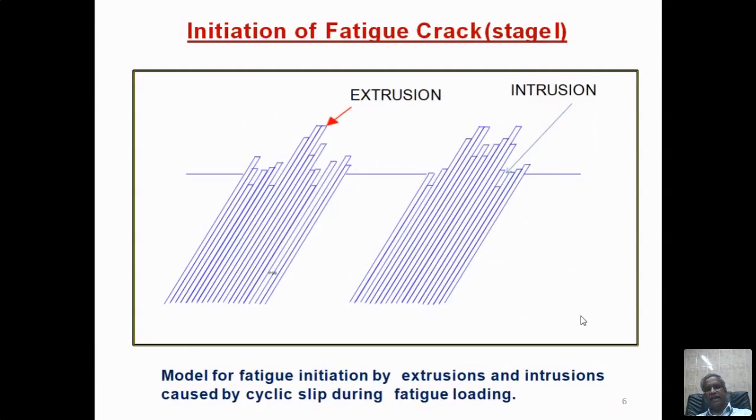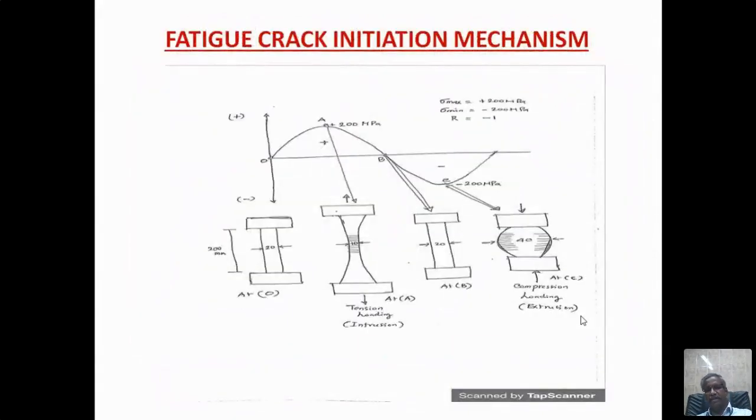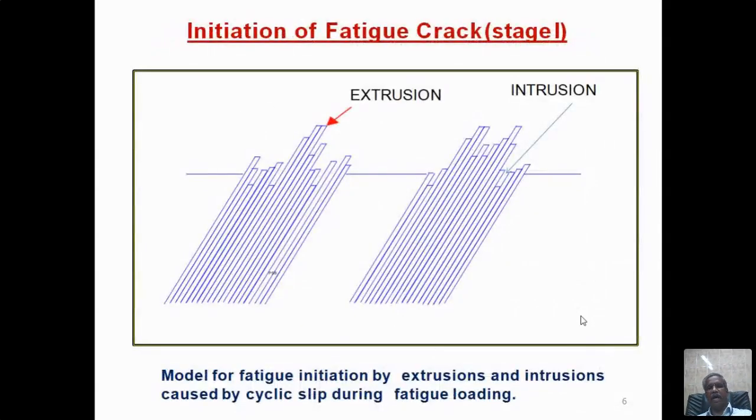So this is the extrusion. When you apply the compressive load, the extrusion will occur. Extrusion means the extruding of these slip bands. If you magnify the shaded portion in the specimen, the 10 mm diameter here or 40 mm diameter here, and see it under the microscope, the specimen will have this type of slip band. So each strip is called a slip band.